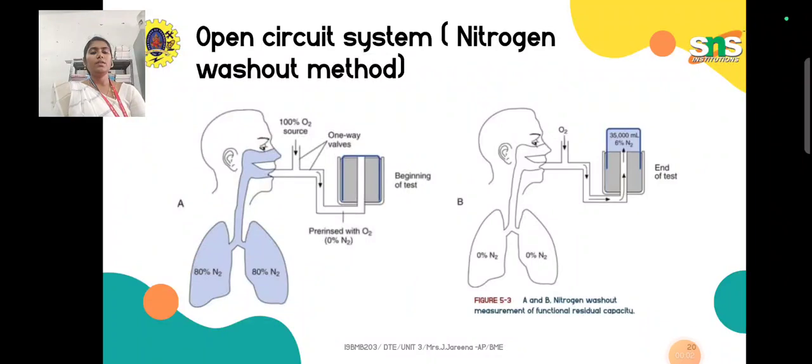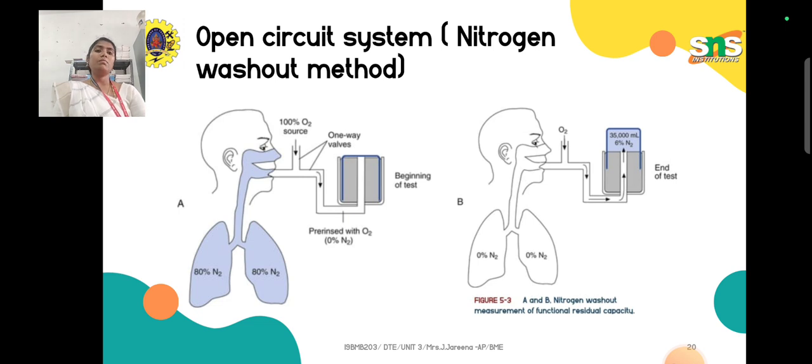Let's have a second technique to measure residual volume. That is the open circuit system. We can also say nitrogen washout method. Okay. So in last class we discussed helium dilution method. In that helium dilution method, we followed one principle, that is law of conservation of mass, and then we discussed why the helium is being used.